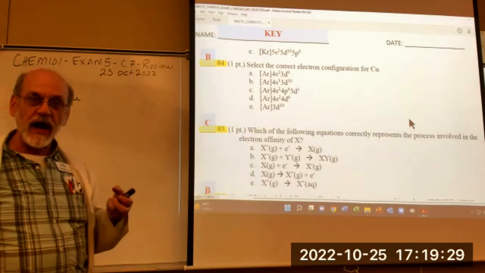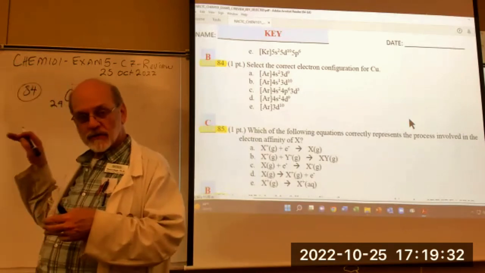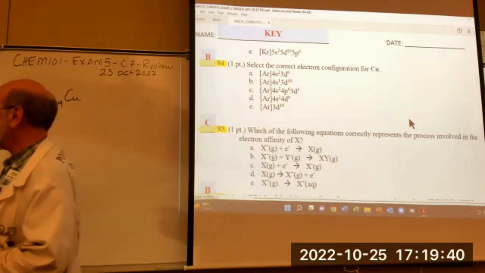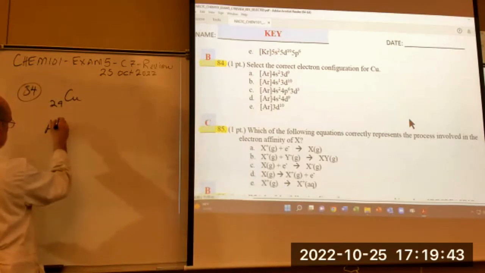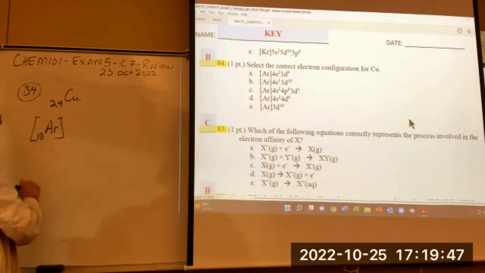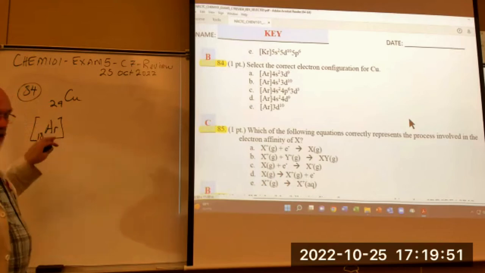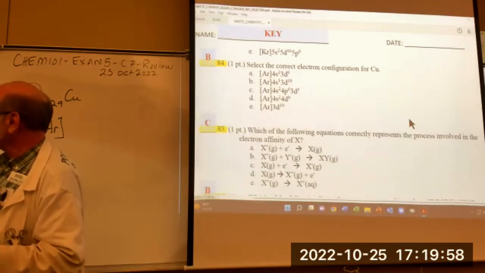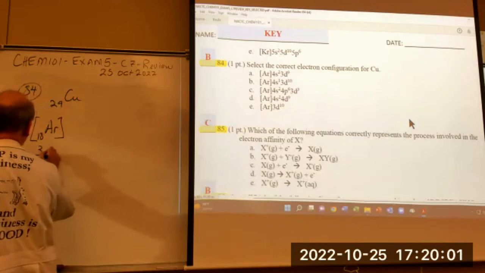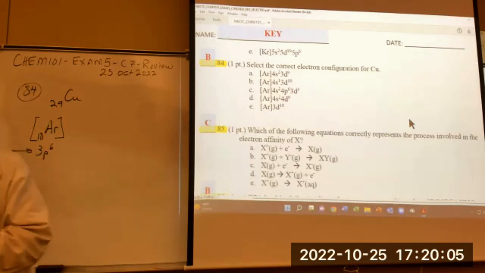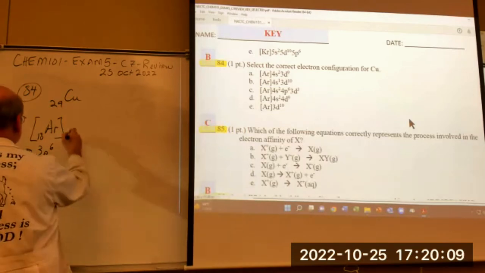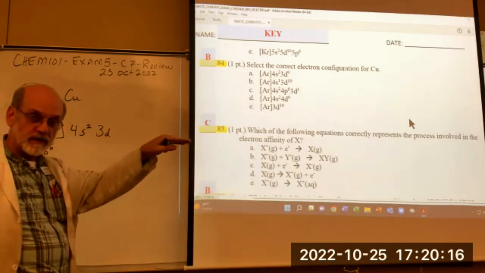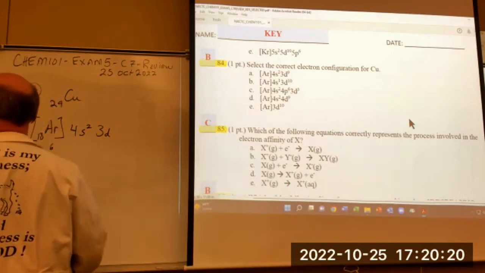So if we follow copper on our periodic table and work backwards through the period until we get to the next available noble gas, it happens to be argon with 18. Up to this point, argon is a core, and it covers everything up through 3p6. So then we wrap around and go to 4s. That one's full. Then we go to 3d to work our way through the transition metals, and we will eventually come to copper.